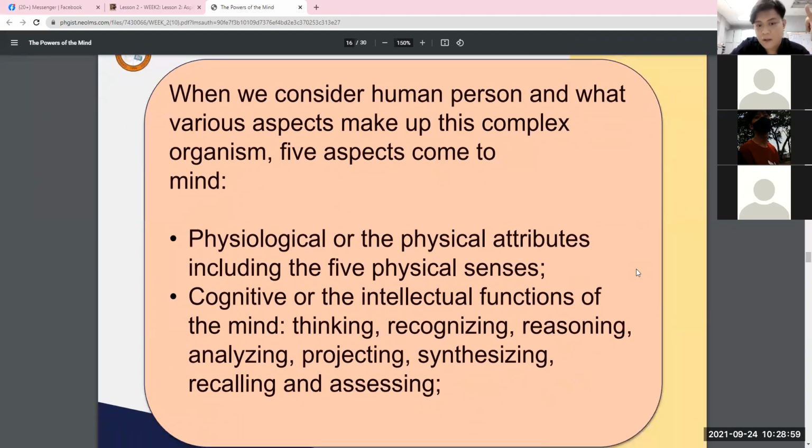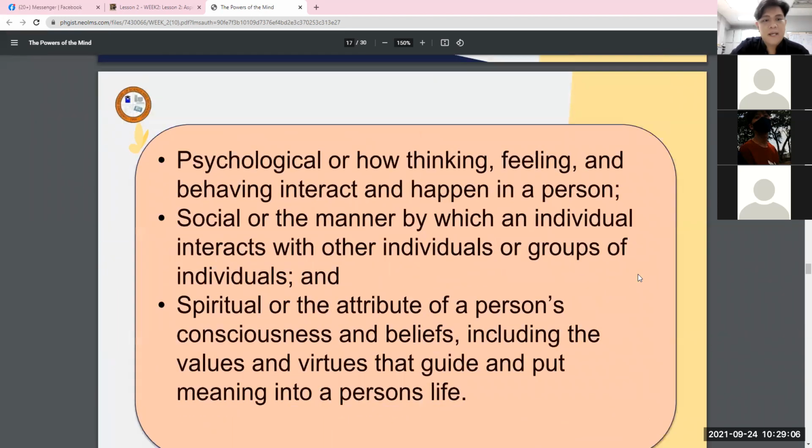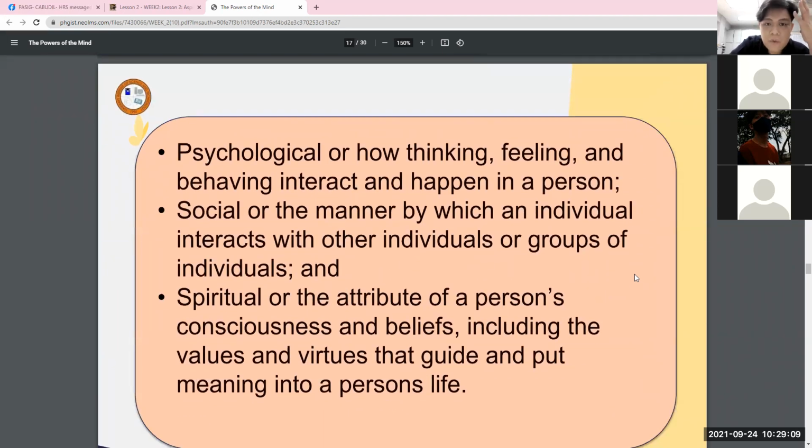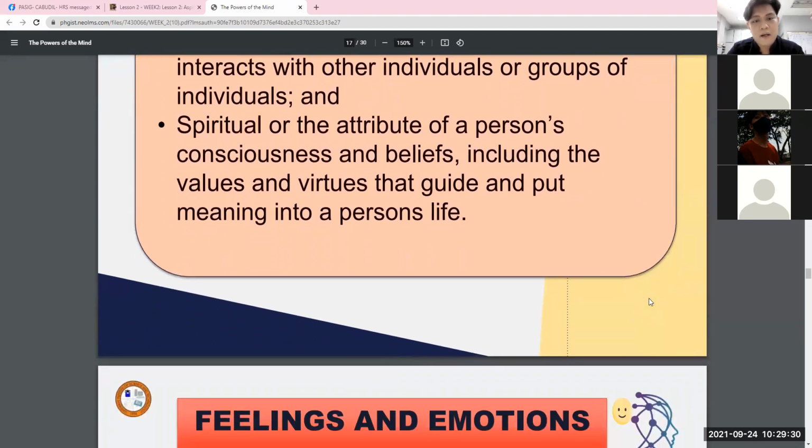Okay, so your physical, think about your physical attributes. The cognitive or the intellectual. The psychological is how you think, how you feel, how you behave. Social is the manner how you interact with individuals, other groups. Spiritual is your consciousness, your belief, your religions, your virtues in life, your values in life.